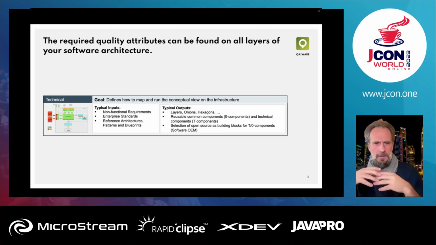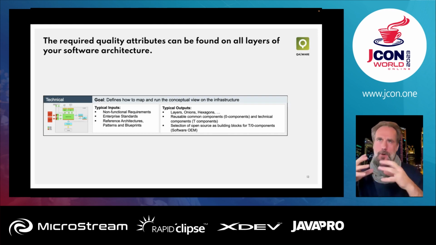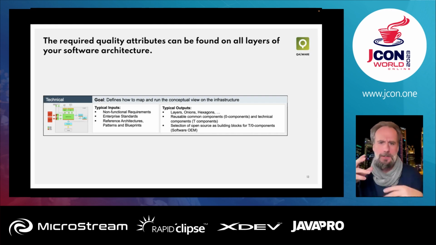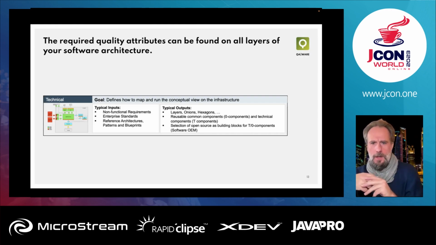Typical inputs are the non-functional requirements, maybe some enterprise standards, maybe a reference architecture. If you apply these, then the output of designing this technical architecture is maybe what architecture style you want to apply to the system. Do you want to use layers? Do you want to use onion architecture, hexagonal architecture? What are the technical components that I'm going to use?